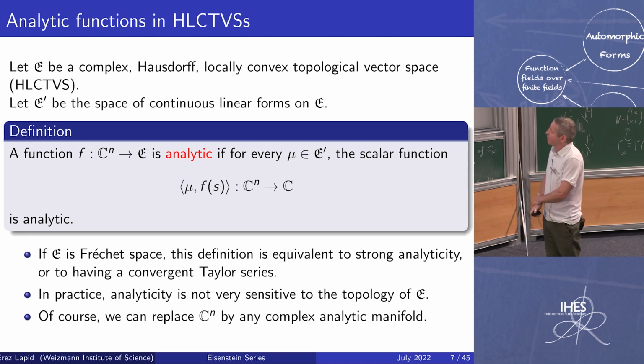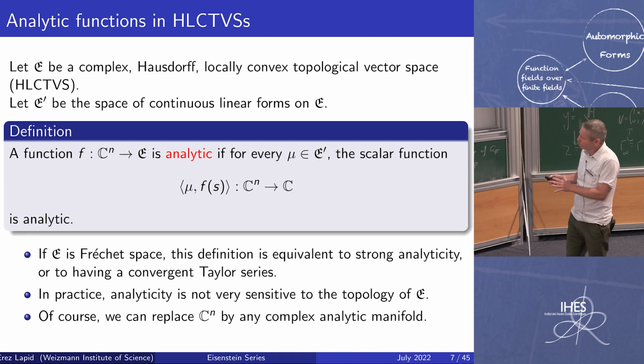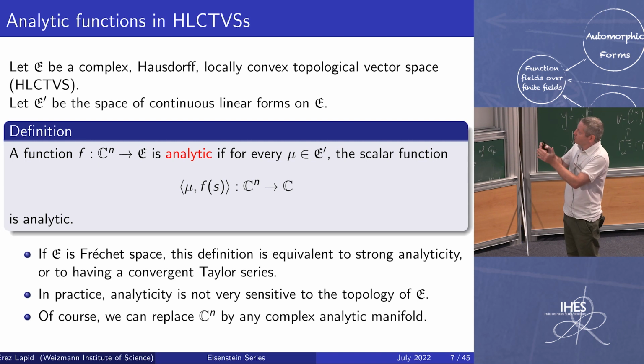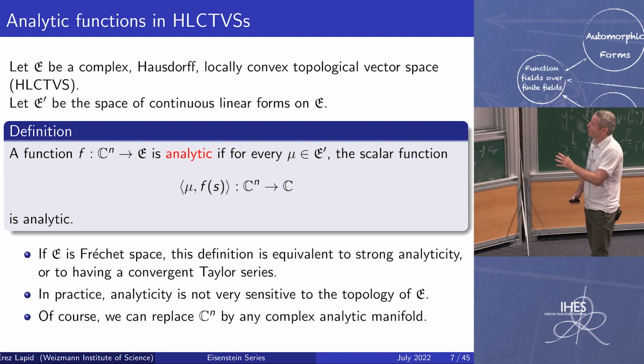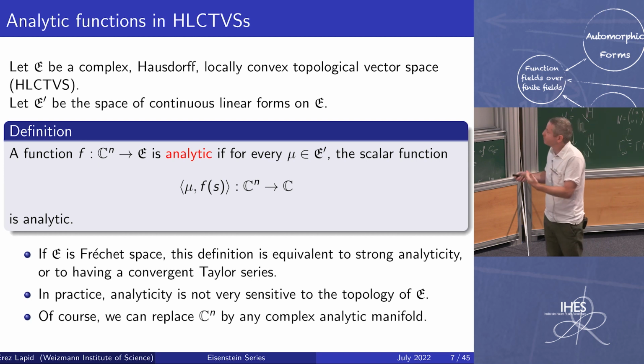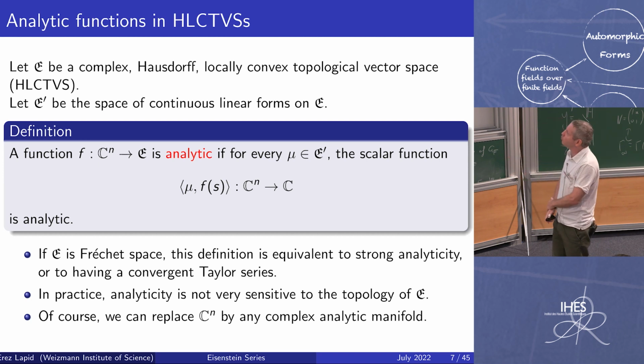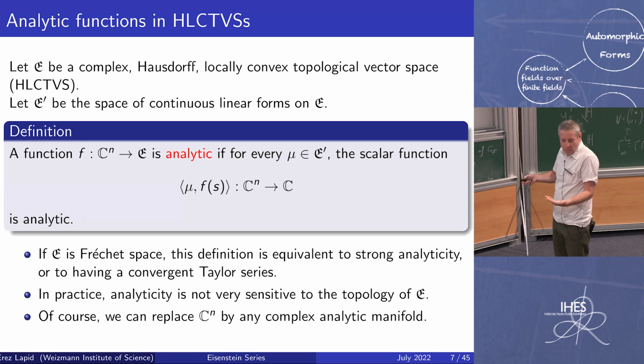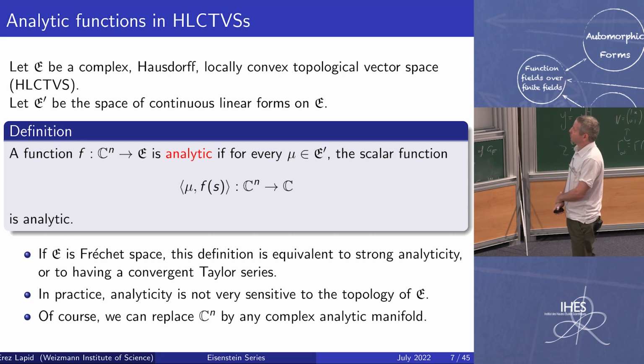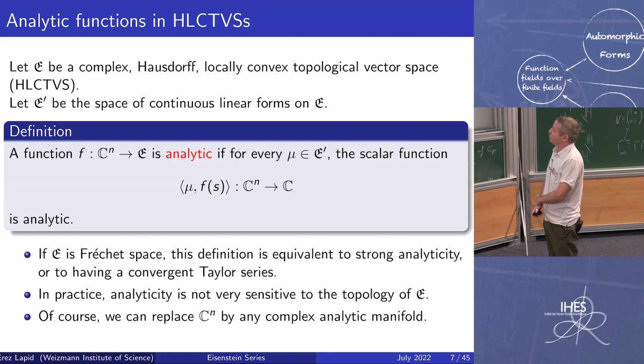Anyway, so an analytic function for me is just a weak analytic function. So I'm talking about analytic function from, let's say, C^n or some complex analytic manifold to a topological vector space, locally convex, so it's defined by semi-norms. And so weak analytic means that if you apply a continuous linear form, then you have a scalar function, and then you just want this to be analytic for any continuous linear form.